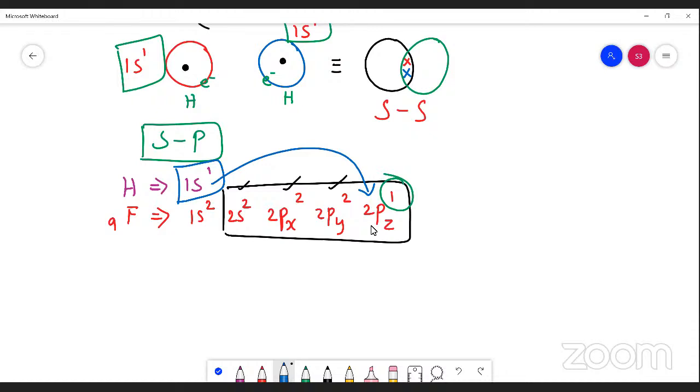We know the p orbital has a dumbbell shape, while the s orbital is spherical in shape. So I can show the hydrogen orbital like this. This is an s orbital containing only one electron. In the same way, fluorine has a dumbbell-shaped p orbital like this, containing only one electron in it.